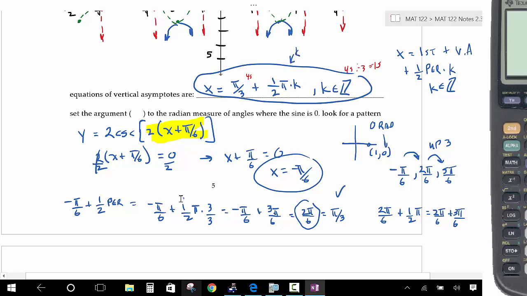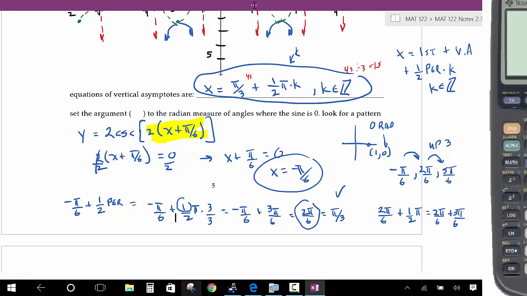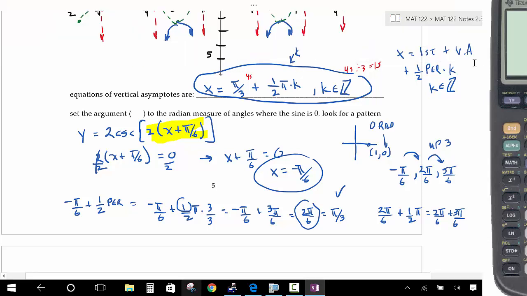If k is 1, we did this calculation down here. So that's the vertical asymptote. One thing that's helpful when you get these problems that are a little more challenging to find patterns on, I recommend that you do this. Just use that period.